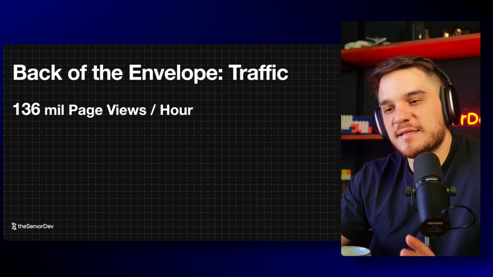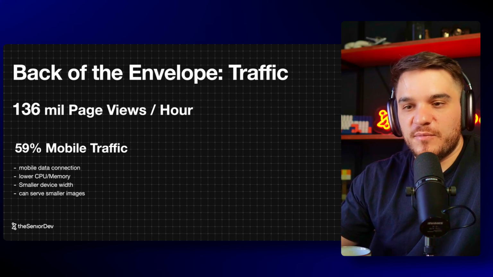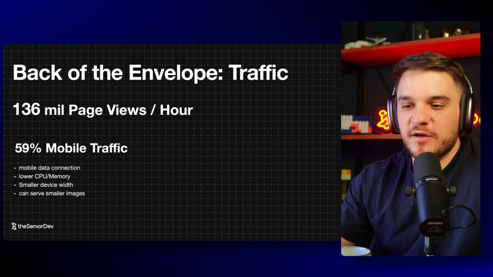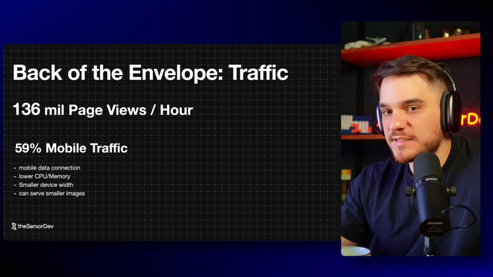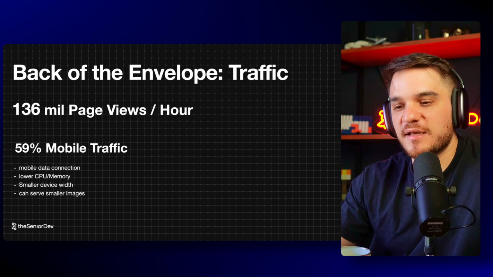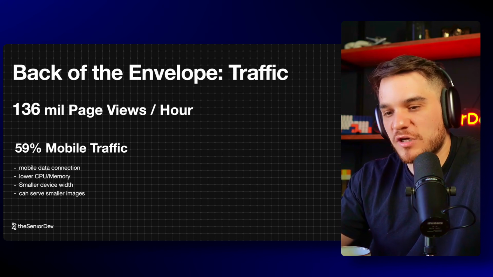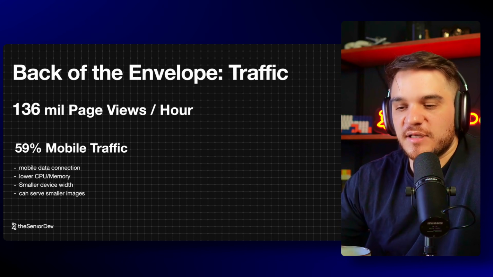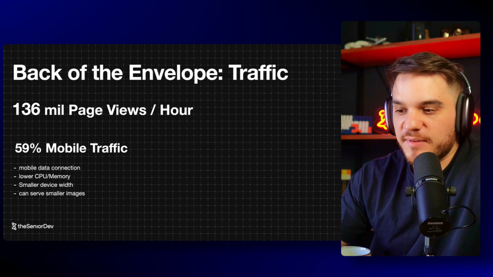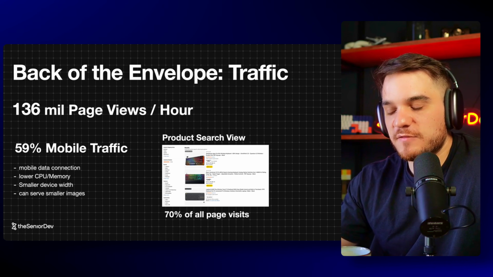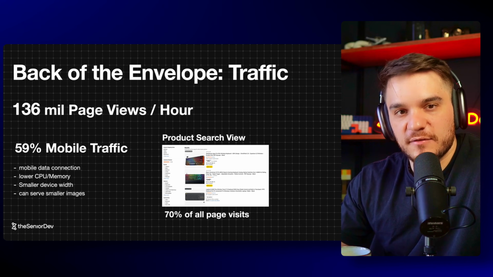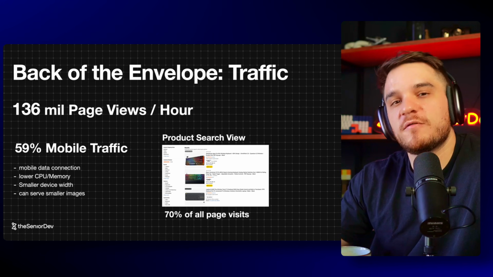And just to finish our analysis, it turns out that 59% of purchases happen on mobile. So we will assume 59% of mobile traffic. Where you have a mobile data connection, you have lower CPU and memory. So we have to make things very easy to compute. We cannot abuse JavaScript. And we have a smaller device width that can serve smaller images, and we can use that to our advantage. Not only that, but it turns out 70% of all the page visits happen on the product search view. So that's where the battle is being fought, and that's why we will focus on that view for the rest of the video.